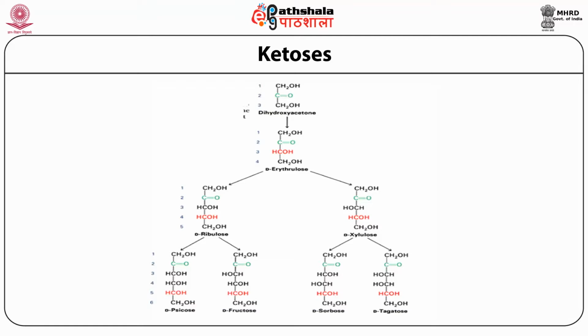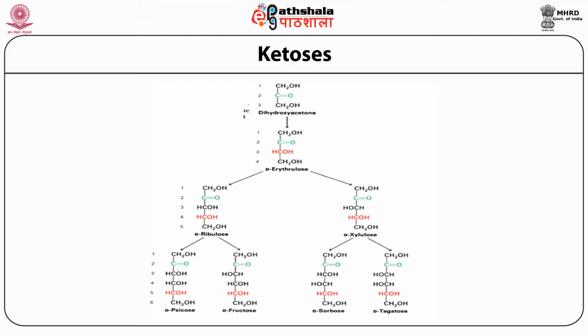We can see this dihydroxyacetone, which is not considered a carbohydrate because it doesn't have any chiral carbon atom. And then we can see there are no stereoisomers of dihydroxyacetone. And in the tetrulose, there is one chiral carbon atom. Therefore, it has two stereoisomers, D-erythrulose and L-erythrulose.